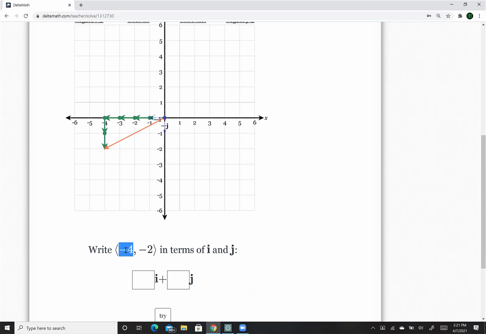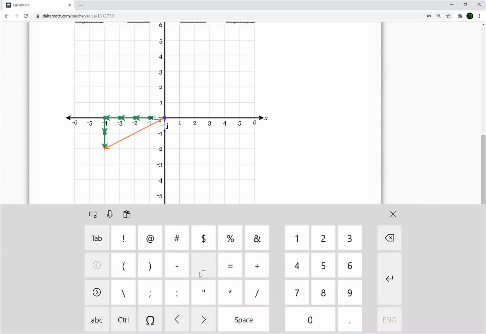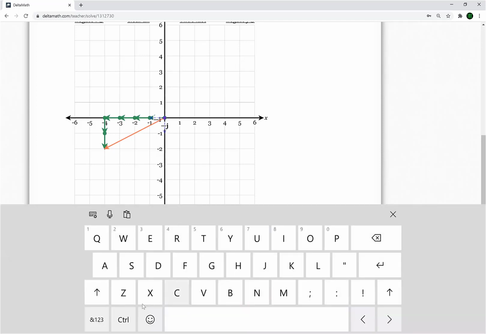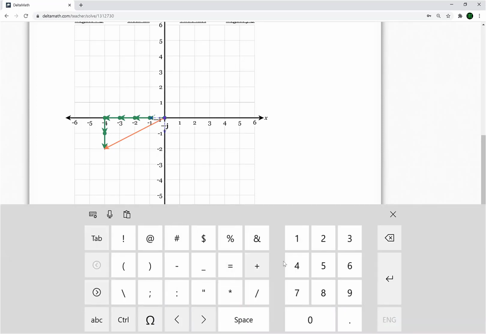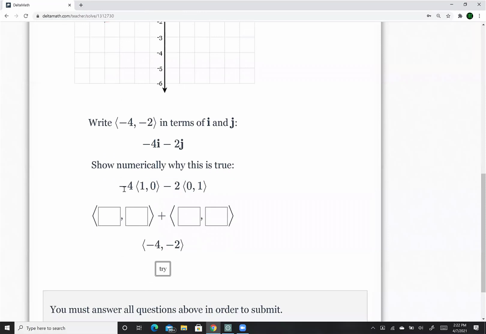So i is a movement in the x direction. j is a movement in the y direction. So right here in front of that i, I'm going to type the number negative 4. And then right here where it says j, I'm going to type the number negative 2. And there it is. I push try, and then they're going to make me answer a whole bunch of others.